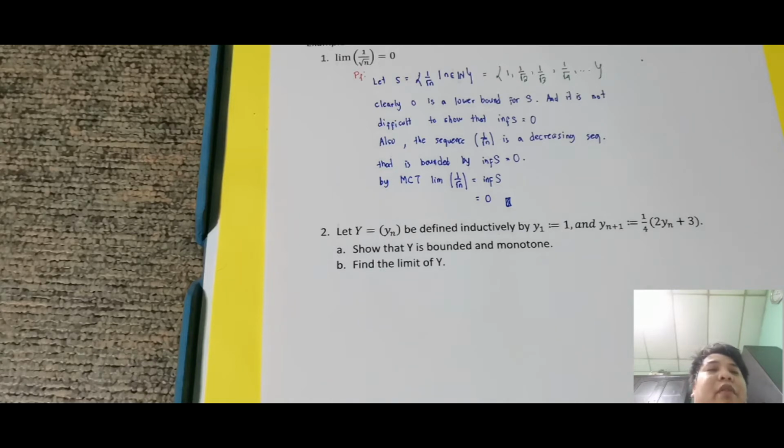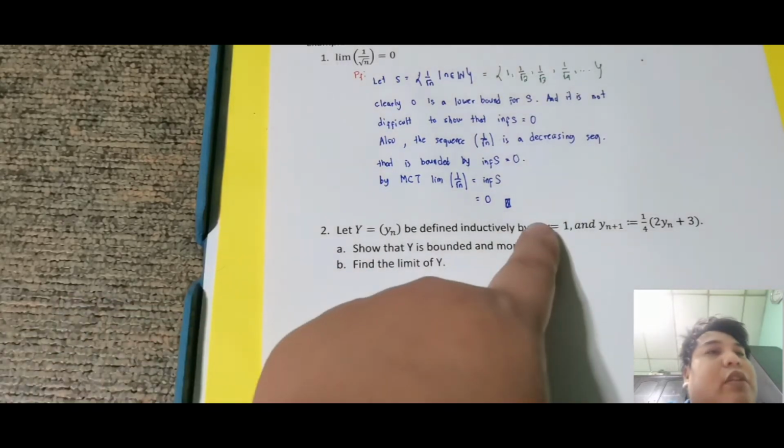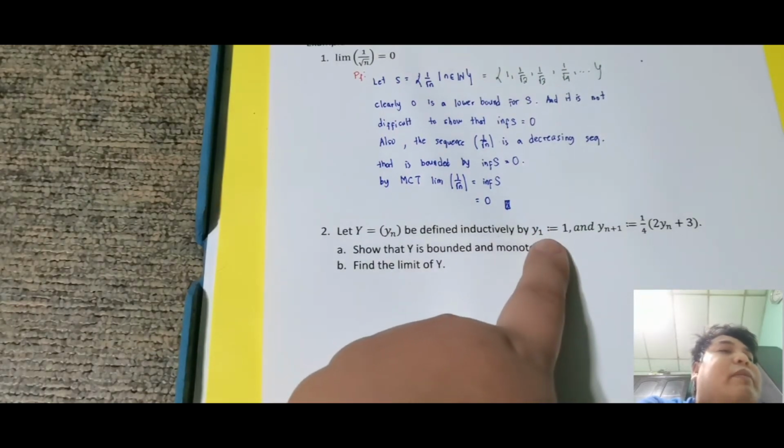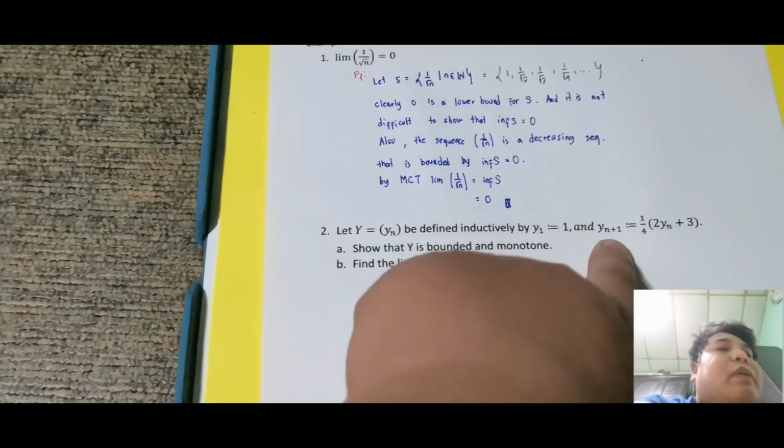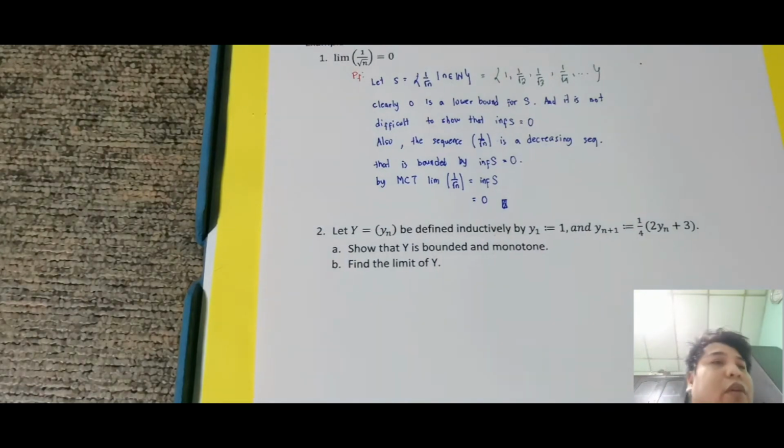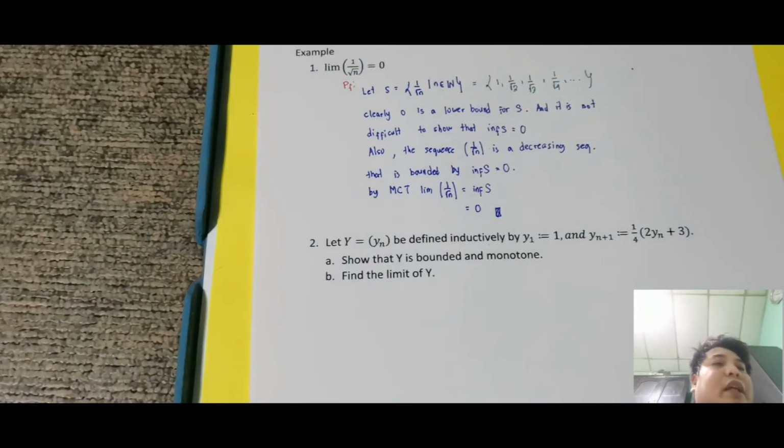Sabi nga, y sub 1 is defined to be 1, y sub n plus 1 is defined to be 1 over 4, 2 y sub n plus 3. So, ayun ang given. Hindi mo alam mismo si y sub n. Okay, letter A, show that y is bounded and monotone. So, ipoprove natin siya ng monotone and bounded. Letter B, find the limit of y.